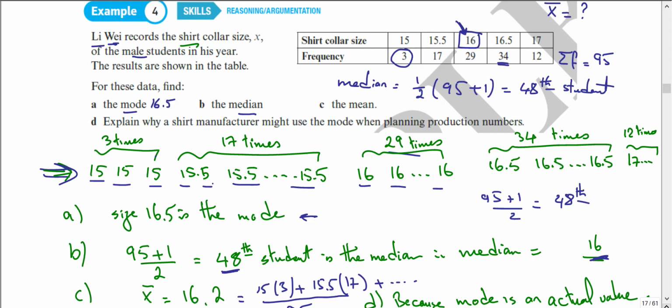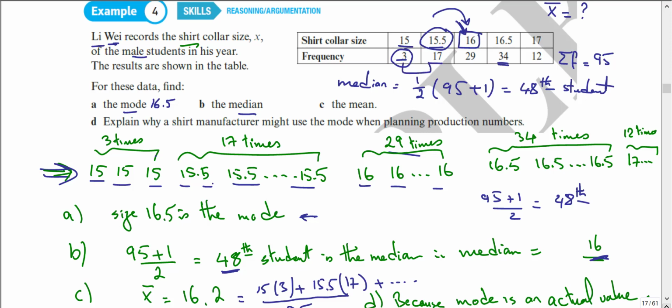15.5. طب how about student number 10? 15.5. طب how about student number 17? 15.5. طب how about student number 20? 15.5. طيب, how about the size of student number 21? Not the same. You have 3 students with size 15, 17 students with size 15.5. معناها student number 20 has this. Student number 21 will belong here.